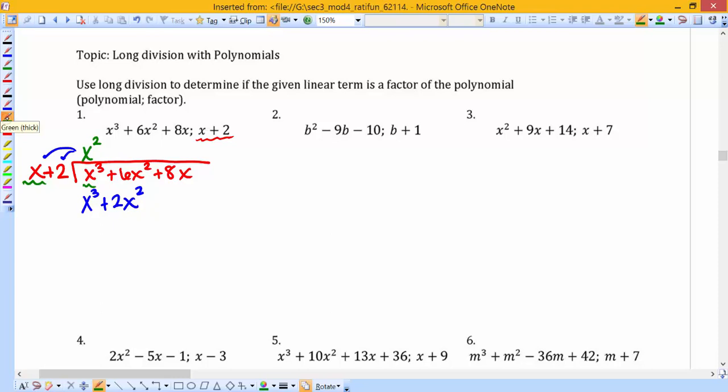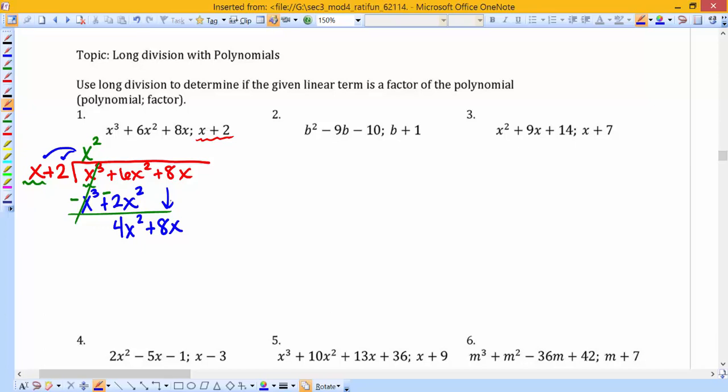Part of long division is subtracting to get your next values. So I have to subtract both of these terms. So I subtract x cubed and I subtract 2x squared. X cubes cancel. 6x squared minus 2x squared gives us 4x squared. And then I bring down the 8x, the remaining terms.